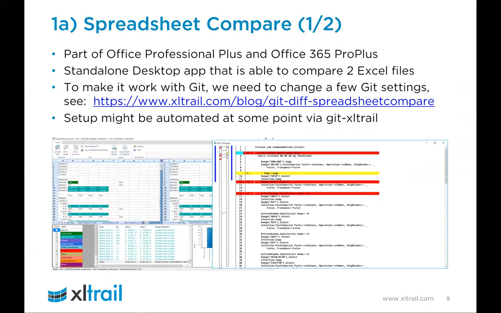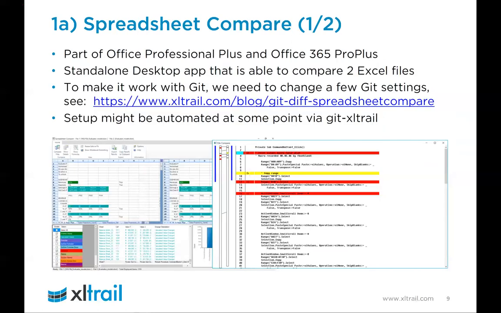The tool Spreadsheet Compare is able to compare two Excel files, and that's about it. So to make that tool work with Git, to make it easy to use, we have to change a few settings here and do a little bit of a magic. And what exactly you have to do is described in detail here again on our blog post if you follow that link here. Looking forward, we can probably integrate that setup into git-xitrail so that it's not really manual work that you have to do anymore, and that will make your life also easier.